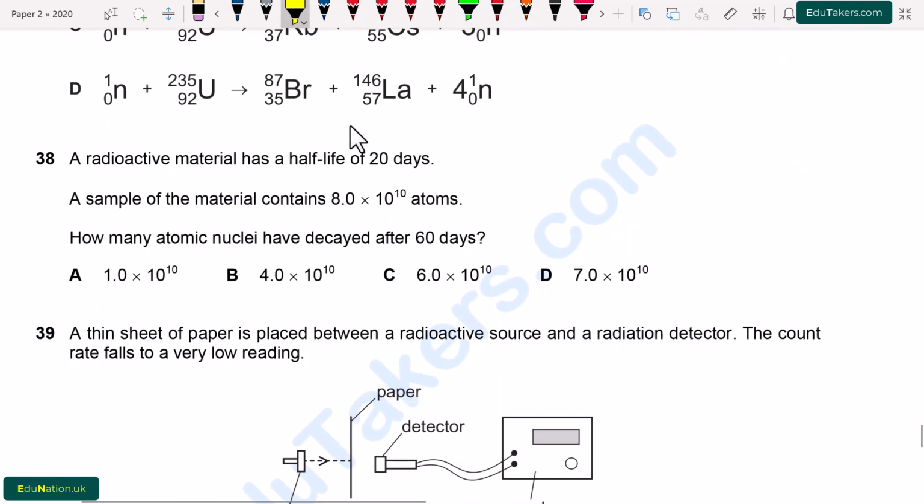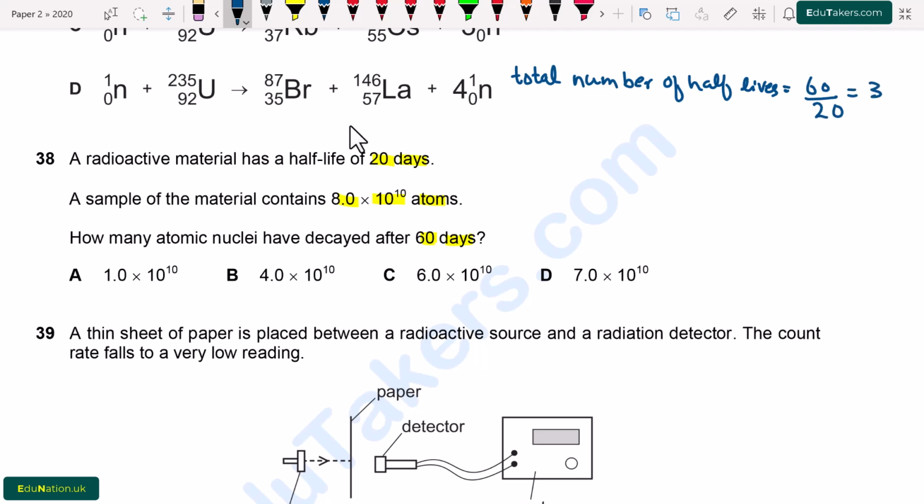Question number 38. A radioactive material has a half-life of 20 days. A sample of material contains 8.0 × 10^10 atoms. How many atomic nuclei have decayed after 60 days? So first of all, I find out the total number of half-lives. It will be equal to total time, which is 60 days, divided by half-life, which is 20 days. So it will be equal to 3.